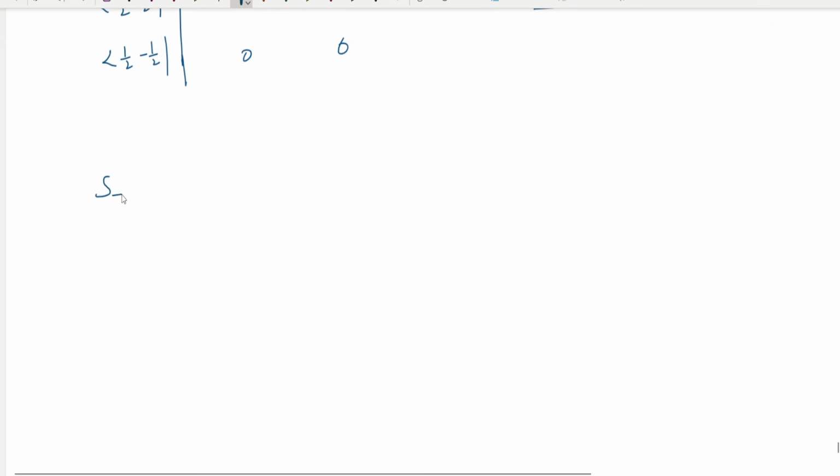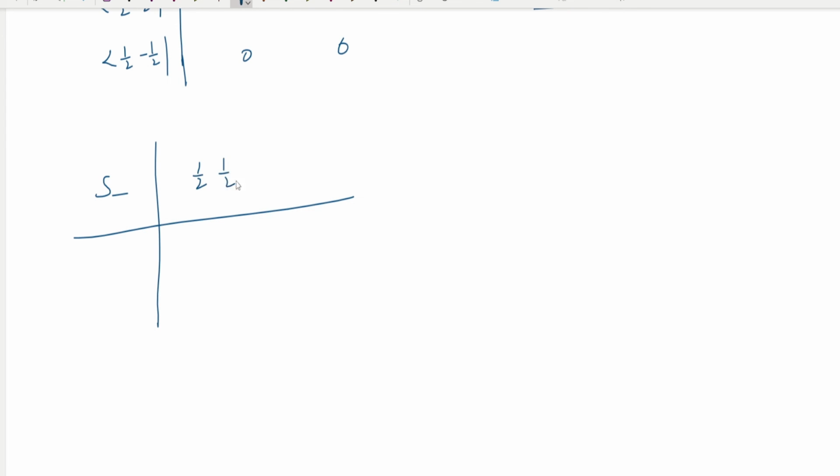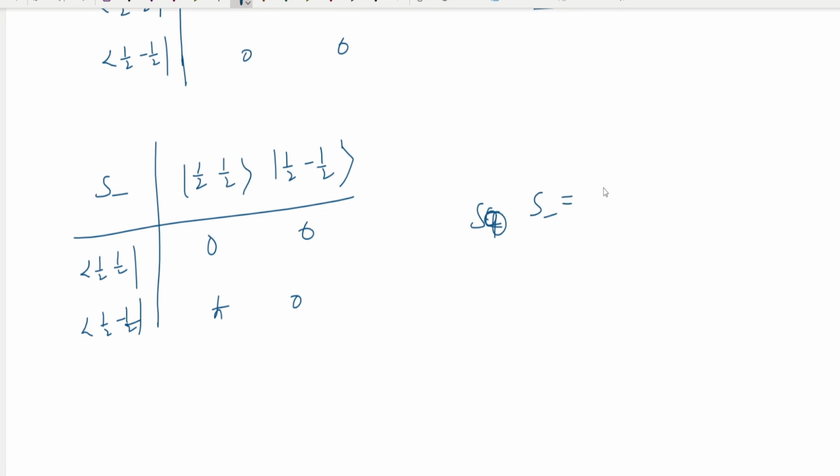And similarly, S minus, with the same states 1 divided by 2, 1 divided by 2, and 1 divided by 2, minus 1 divided by 2. This entry is 0, this entry is 0, and we get h cross here. So therefore, S minus is equal to h cross times 0, 0, 1, 0.